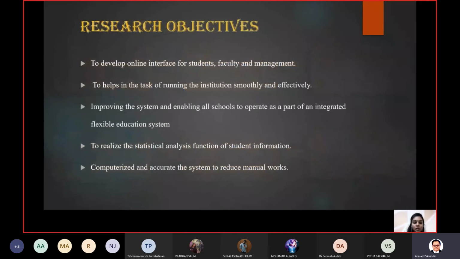The objectives that I found through research are that students, staff, and management will have access to an online system, and to support the smooth and efficient operation of the institution. By improving the process, it allows all schools to function responsively and integrate the education system. This online system will let you realize the statistical analysis of students with the data function. To minimize physical work, the system has been automated and made more accurate to operate.